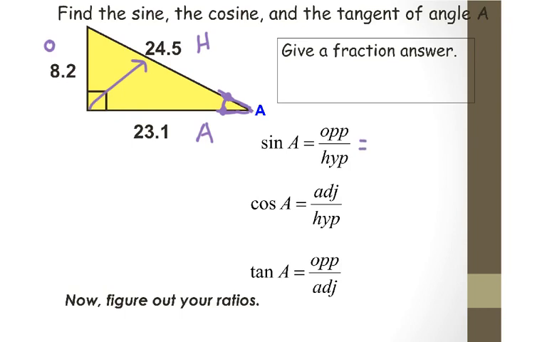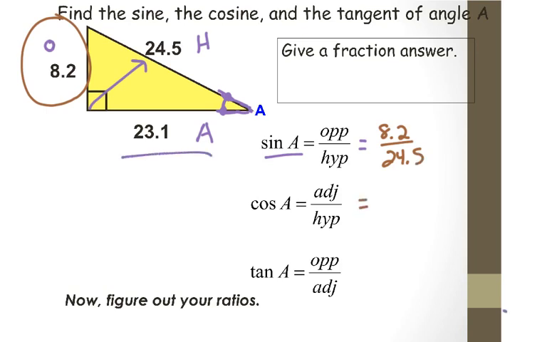So what is sine A? My opposite, 8.2. All I'm doing is filling in the formula now. 8.2 over 24.5. What is my adjacent? Well, my adjacent is 23.1. My hypotenuse is 24.5. And my lovely tangent: opposite, 8.2, over adjacent, which is 23.1.